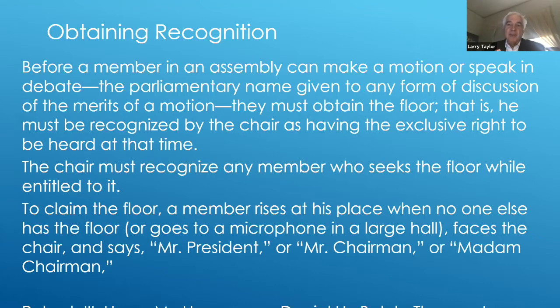But before a member of an assembly can make a motion or speak in debate, the parliamentary name given to any form of discussion of the merits of the motion, they must obtain the floor. That is, they must be recognized by the chair as having the exclusive right to be heard at that time. The chair must recognize any member who seeks the floor while entitled to it, and to claim the floor, a member rises in their place when no one else has the floor, or goes to the microphone in a large hall, or raises their hand virtually in a Zoom meeting and faces the chair and says, "Mr. President," or "Mr. Chairman," or "Madam Chairman."